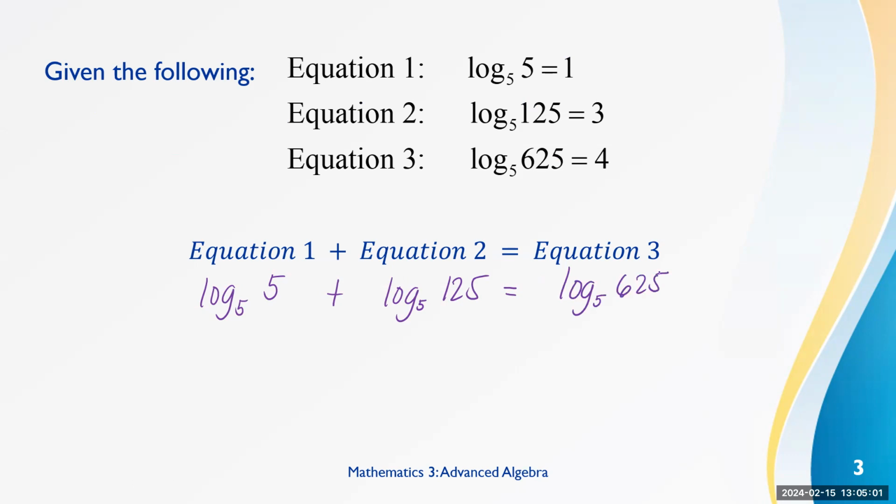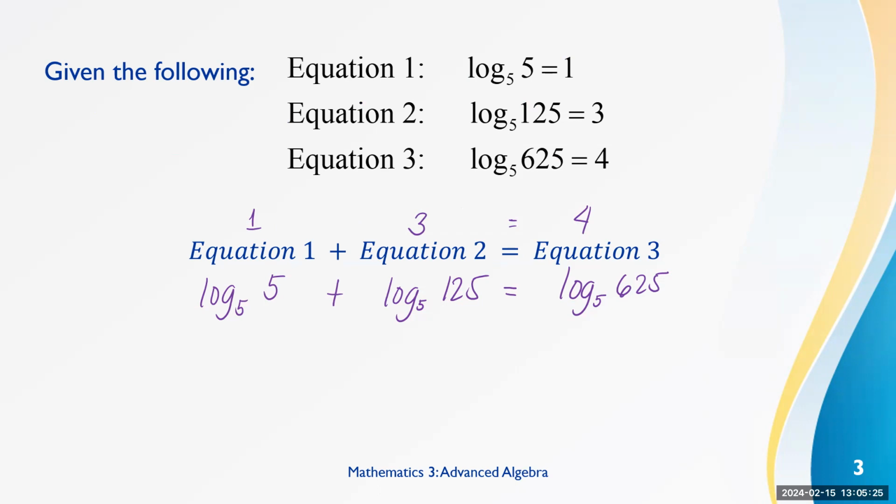Okay, if we analyze, equation 1, log base 5 of 5, is just equal to 1. Equation 2, log base 5 of 125, if you evaluate that, is equal to 3. So 1 plus 3 gives us 4. And if we notice, log base 5 of 625 is equal to 4.